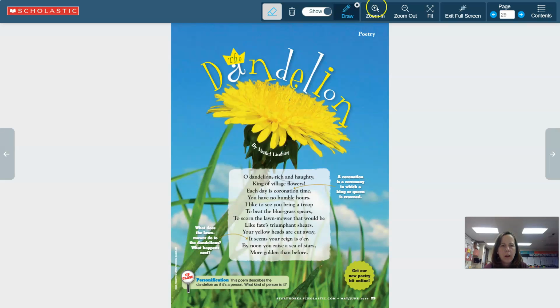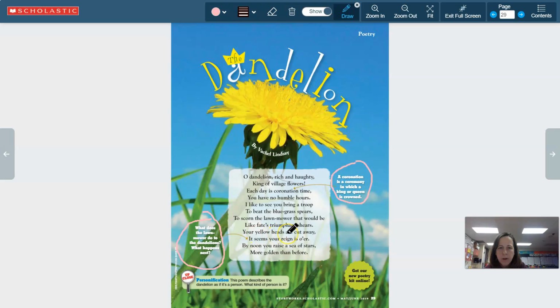Now, I love how in Storyworks a lot of times they will have kind of a sidebar here. They will have a little thing that will help us understand. Coronation is a ceremony in which a king or queen is crowned. Okay, that helps. And what does a lawnmower do to the dandelions? Well, I remember the lawnmower would be like fate's triumphant shears. Oh, your yellow heads are cut away.